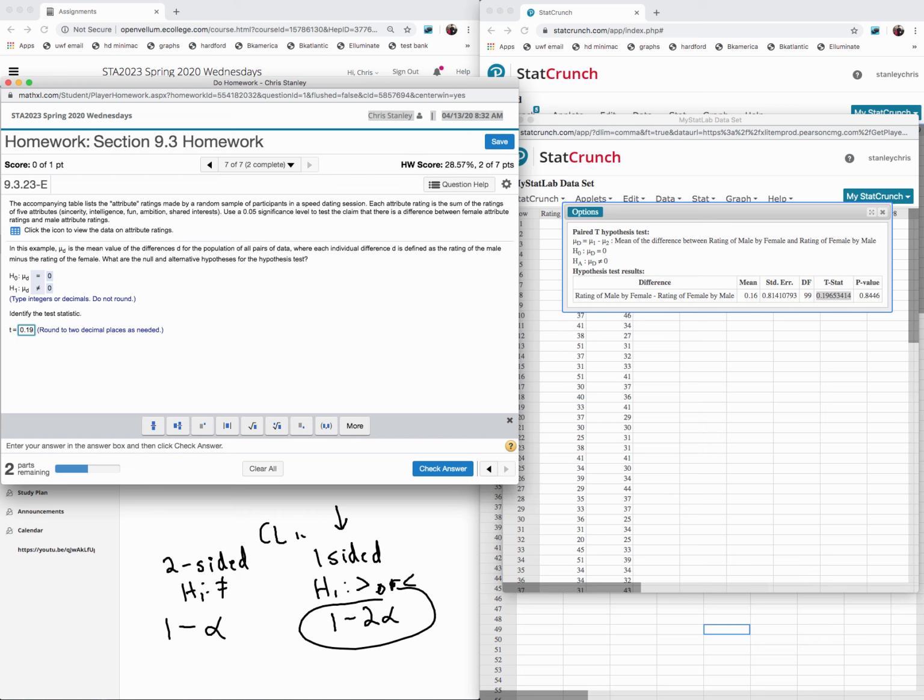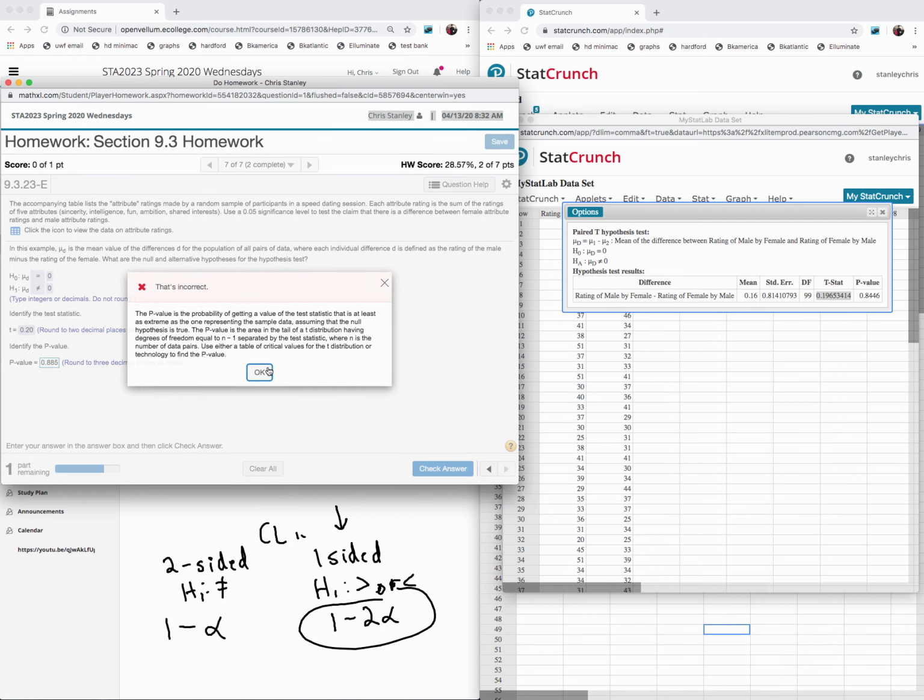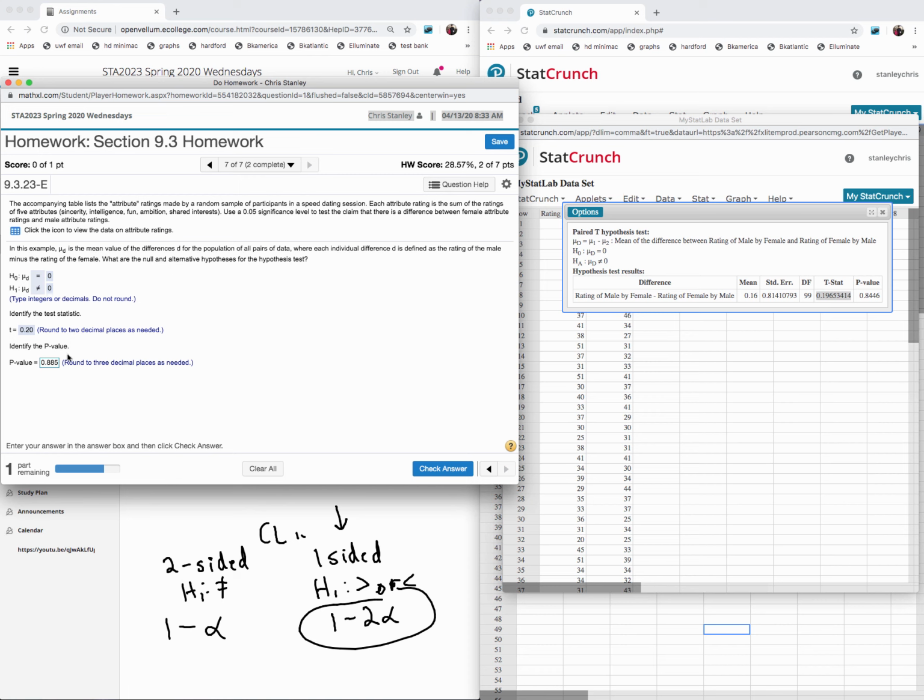Okay, so 6 is going to round that. So I think we're going to go with 0.20. And the p-value, which should be really large. Okay, I think I got my rounding right there. Maybe not. Oh, sorry. I have 2 8s there. 845.